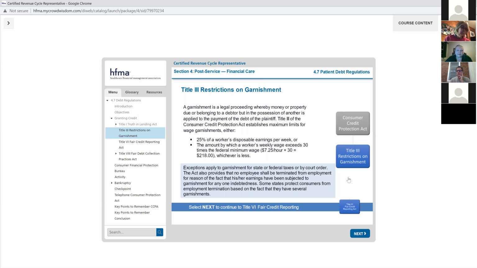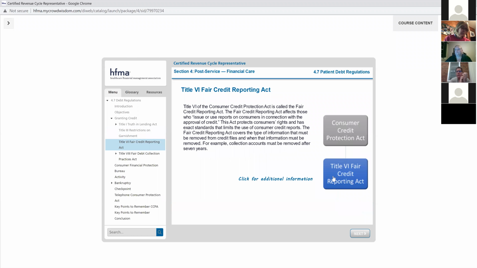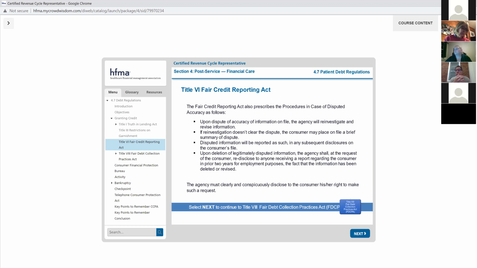Title VI, Fair Credit Reporting Act? Yes, the Fair Credit Reporting Act, and what it allows, it's dispute of accuracy of information. Reinvestigation doesn't clear the dispute. The consumer may place on file a brief summary. So in essence, it gives the consumer an opportunity to dispute any information that's on their credit file that is either erroneous or a little suspect. So it's fair credit reporting, and all the onus is on the reporting agency.